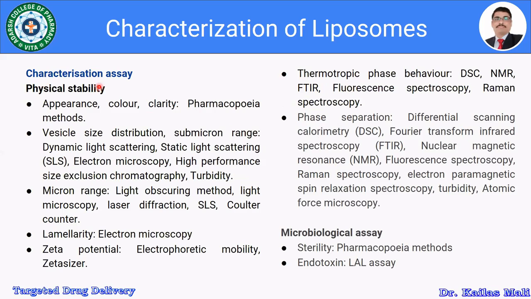Then the physical stability, that is appearance, color, and clarity by using a pharmacopoeial method. Vesicle size distribution we have already discussed. Micron range we have already discussed. Lamellarity we have already discussed. Zeta potential we have already seen. Then thermotropic phase behavior by DSC, NMR, FTIR, fluorescence spectroscopy or Raman spectroscopy. And phase separation, again by differential scanning calorimetry, FTIR, NMR, fluorescence, and so on. Microbiological assay is done by using the pharmacopoeial methods, and endotoxin by the LAL assay.